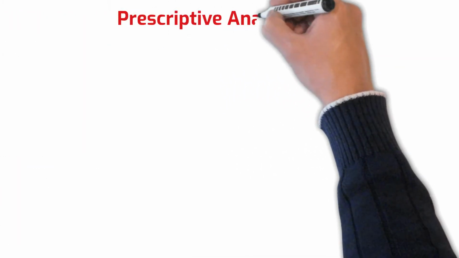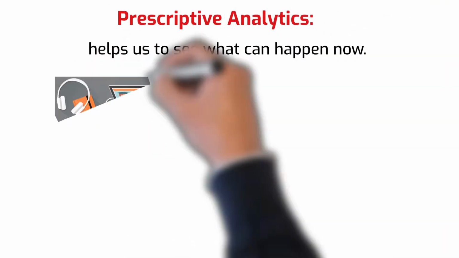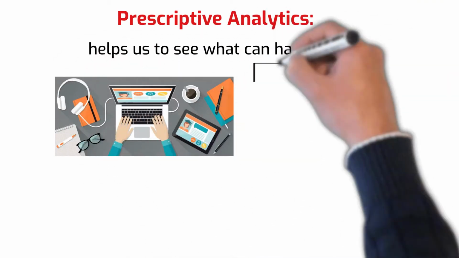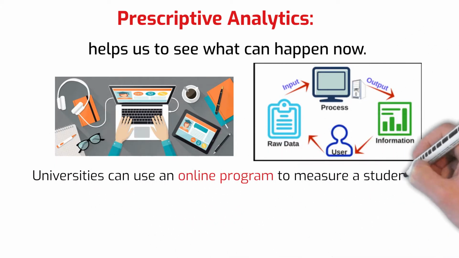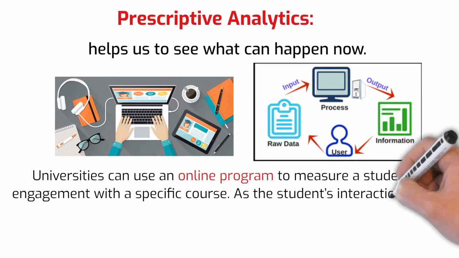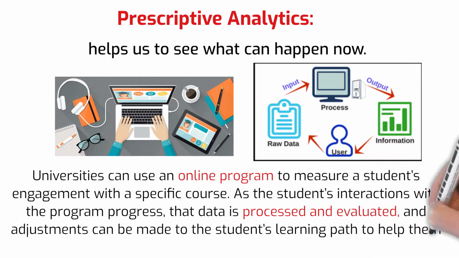Prescriptive analytics helps us to see what can happen now. For example, universities can use an online program to measure a student's engagement with a specific course. As a student's interactions with the program progress, the data is processed and evaluated, and adjustments can be made to the student's learning path to help them be successful.